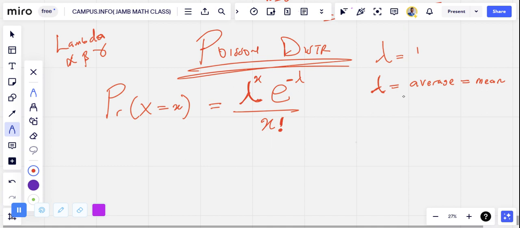Okay, so I said this lambda, under Poisson distribution, the least value I've seen so far is 1, and the highest I've seen so far is 10. So if you come across any question where you have your own lambda as 20, be careful. It's better you check the word problem very well and interpret it correctly. So I'm giving you all these hints to know what to use.